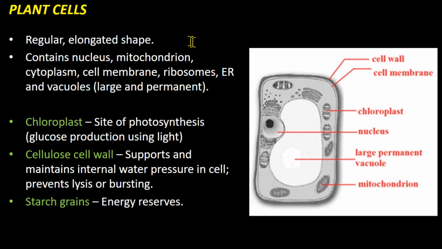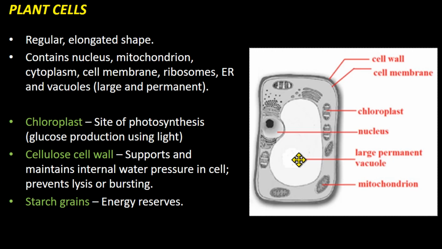Plant cells have a more regular, elongated shape. They contain much of the organelles from the animal cell, which includes the nucleus, mitochondria, the cytoplasm, the cell membrane, ribosomes, the endoplasmic reticulum, and vacuoles. The difference now is that the vacuoles are much larger and they are considered permanent. And remember, this is because plants cannot exhibit locomotion. If they need water, they can't just get up and go and drink water. So a large amount of their water must be stored in the cells.